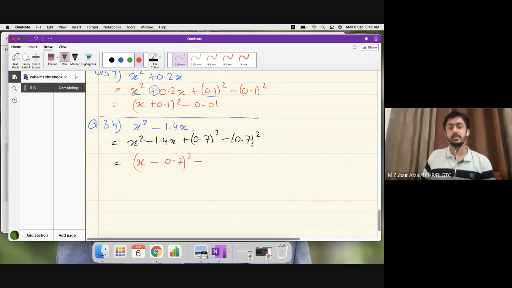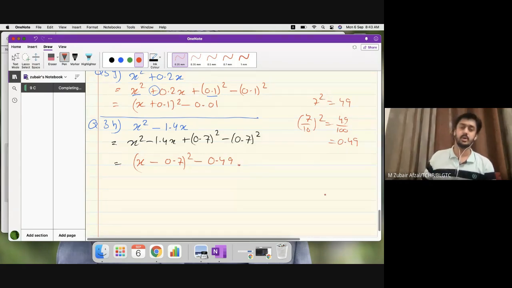7 squared is 49, and you have a decimal number, so this is 0.49. Like 7 squared would have been 49, but the number was 10 times less. This is 49 by 100, which is 0.49. So just in these two steps, you get your completing square form.